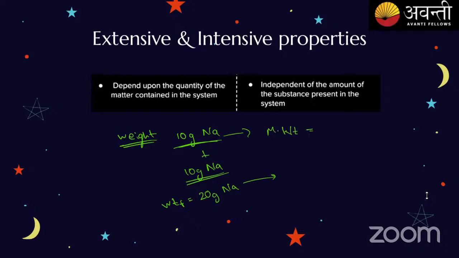Clear? If the property depends on the amount of matter, that is an extensive property. If the property is independent of the amount of matter, that is an intensive property. I for independent, remember it that way. Don't get confused here. Intensive for I, independent for I. Okay.